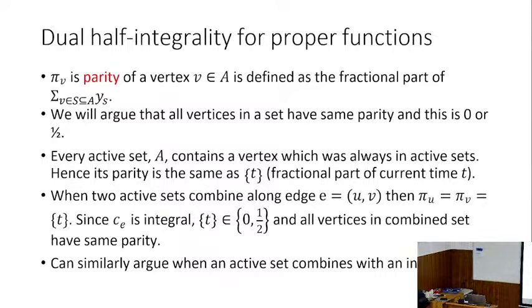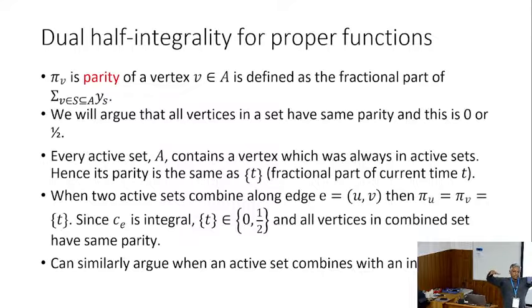And therefore the parity of this vertex is the same as the parity of the current time t. What do I mean by parity of the current time t? If t is 3.5, then the parity of this vertex is half. If t is 3.3, the parity of this vertex is 0.3. Right? Because it has always been part of an active set. So fractional part. Now when two active sets combine along an edge, what happens?